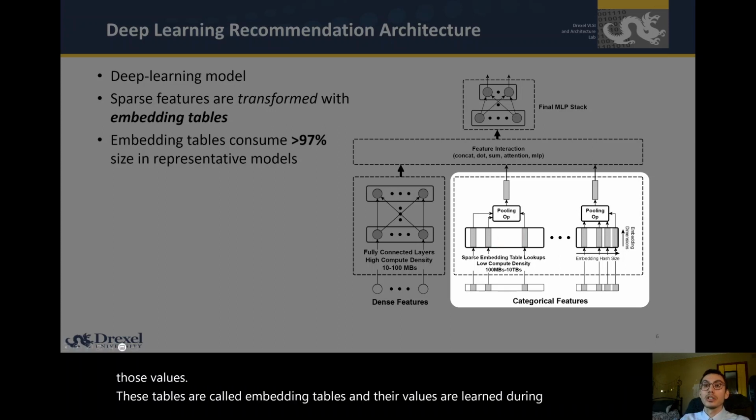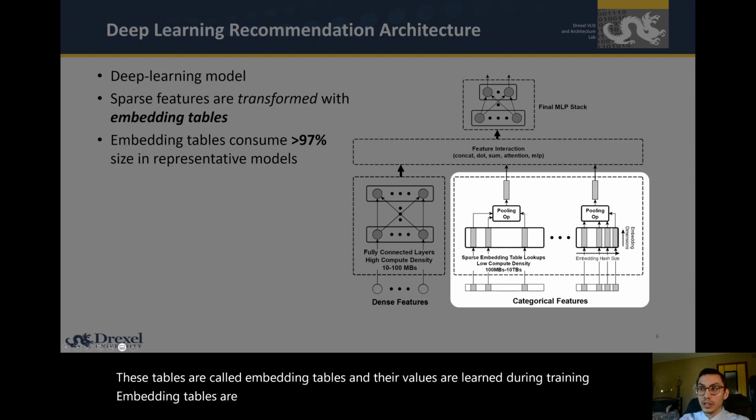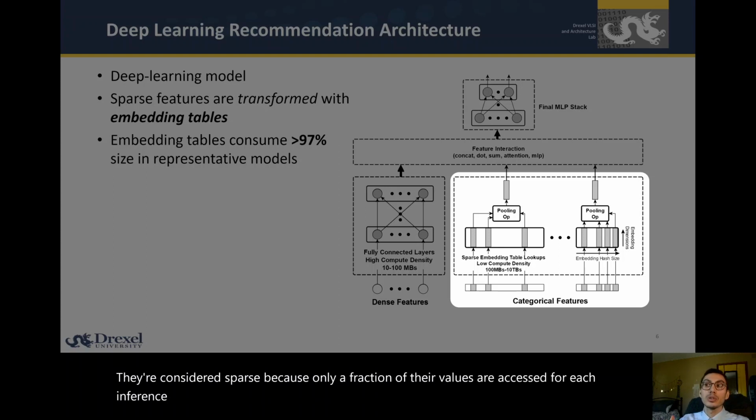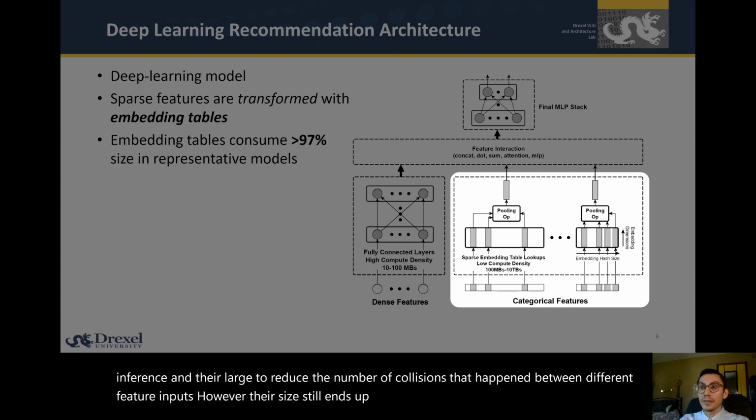Embedding tables are sparse and they are large. They're considered sparse because only a fraction of their values are accessed for each inference, and they're large to reduce the number of collisions that happen between different feature inputs. However, their size still ends up being constrained in order to fit on a single server node.